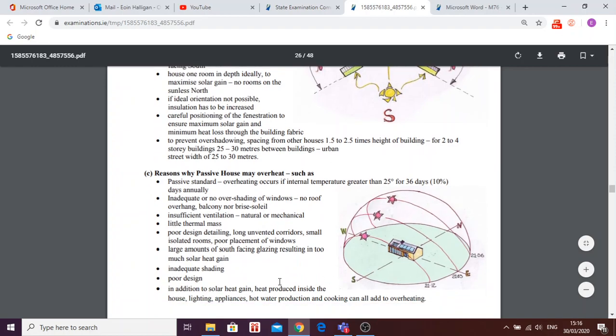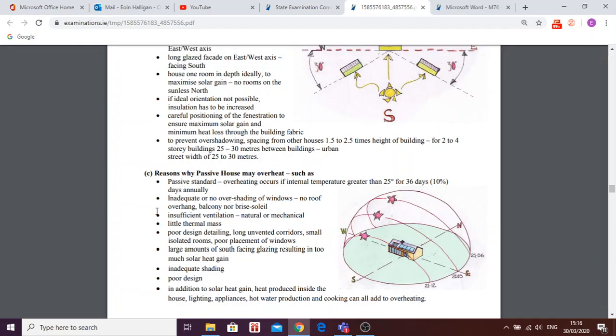Right, so the first one just talks about the weather here. Overheating occurs if the internal temperature is greater than 25 degrees for 36 days. Now in Ireland, that's not necessarily going to happen. So that's a long shot of an answer, really, in my opinion.